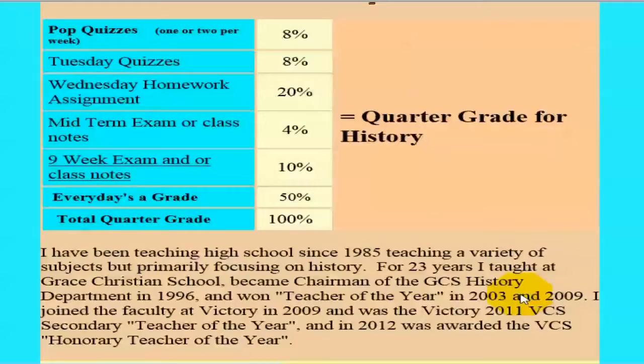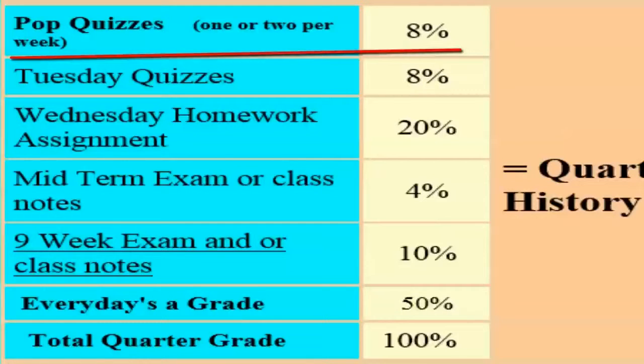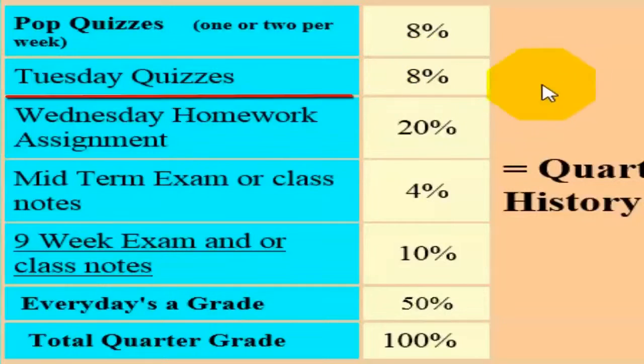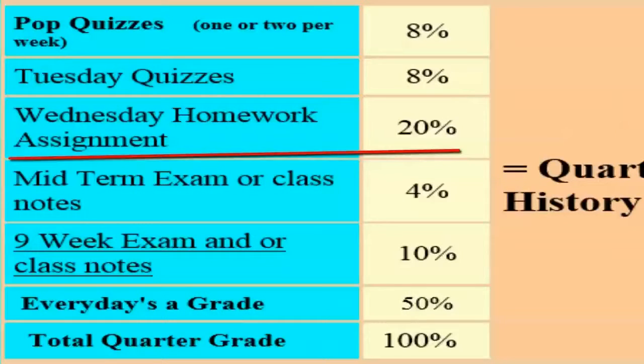Okay, so here's a breakdown of the quarter grade for U.S. history. I give pop quizzes, one or two pop quizzes per week. That's about 8% of the quarter grade. I usually give a typed Tuesday quiz, and that's 8% of the quarter grade. Your Wednesday homework assignment is worth 20% of your quarter grade.